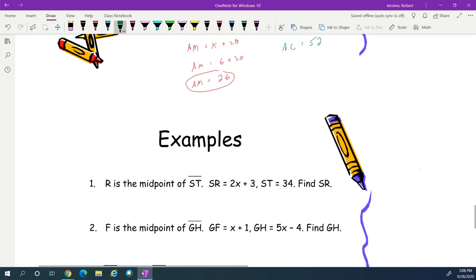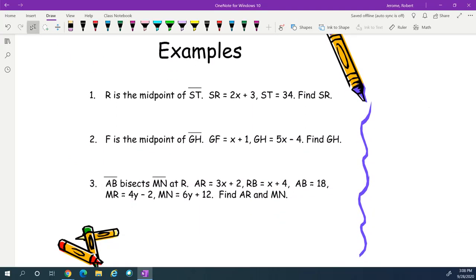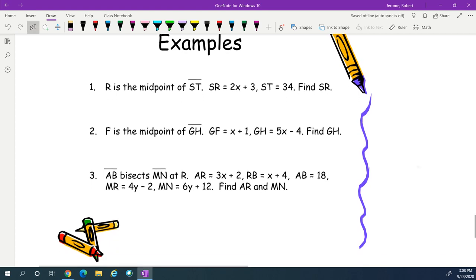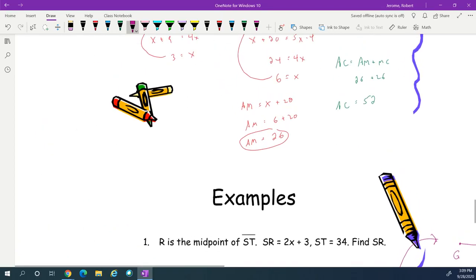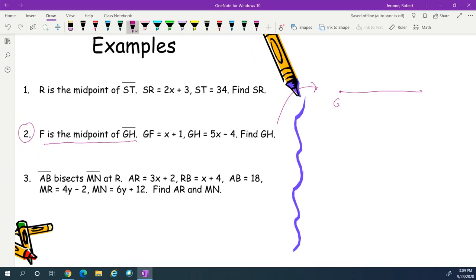Let's see what else we have. Okay, so here we have an example where we're not even given the picture. We have to draw it ourselves. So that's okay. That's really not going to make it any different. Let's do, I don't know, let's do number 2. F is the midpoint of GH. So I have G, H, and F is in the middle. So those two segments are congruent.